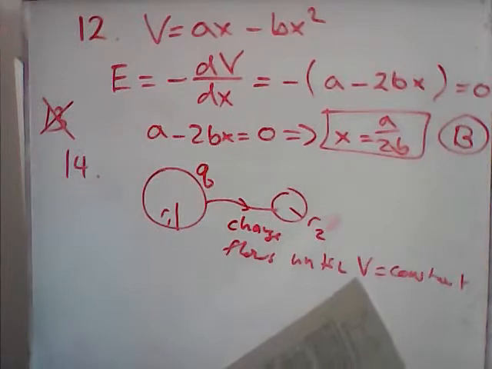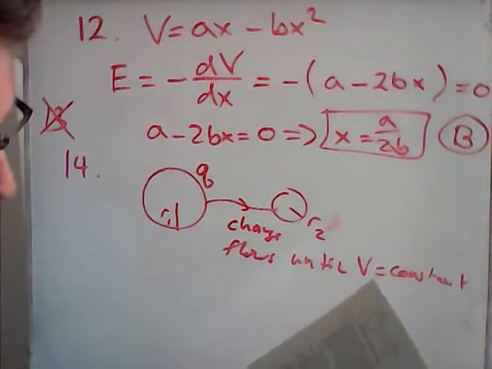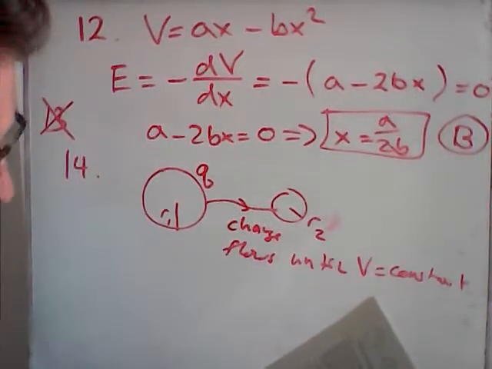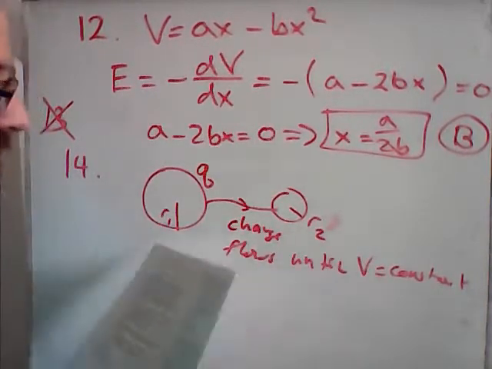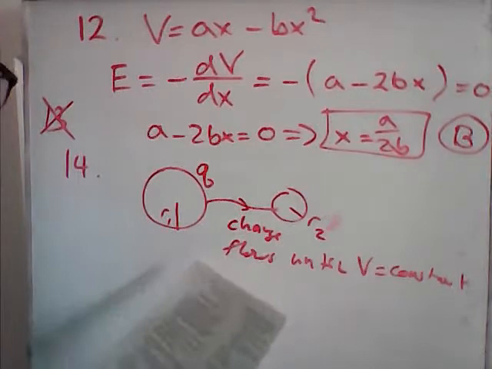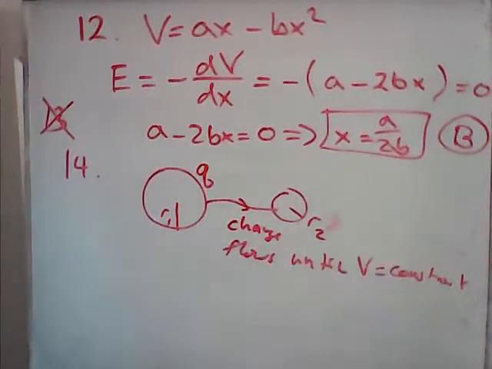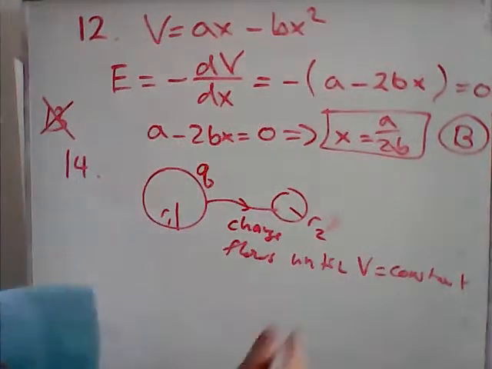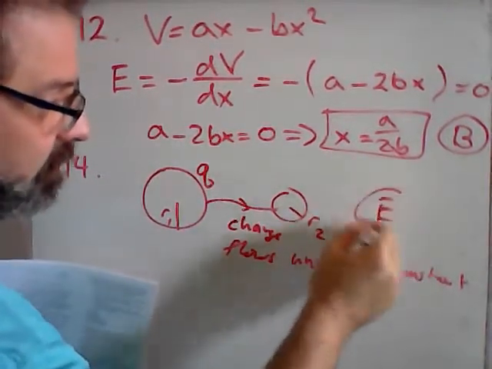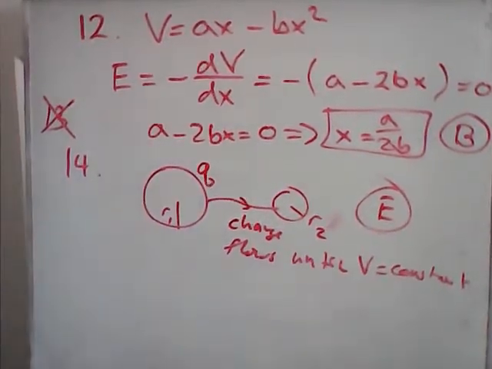C, equal electric fields at their surfaces, that's wrong. And D, equal capacitances, what? Capacitance is a property of an object, and obviously a large sphere will have a larger capacitance than a small sphere. That's dumb. And then equal electric potentials is part E, so E is correct. All right, that's question 14.